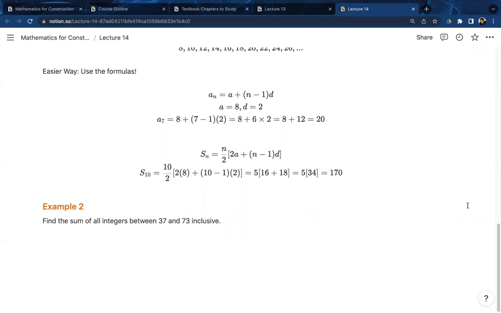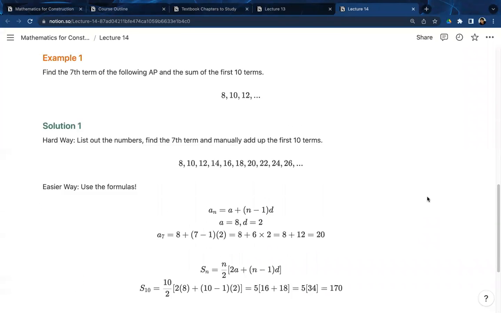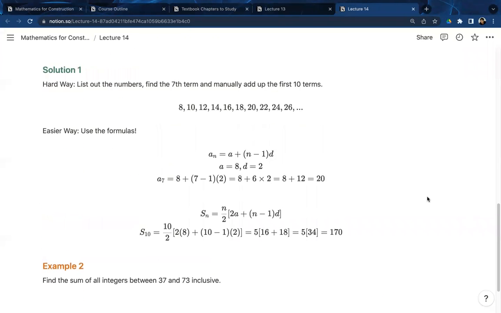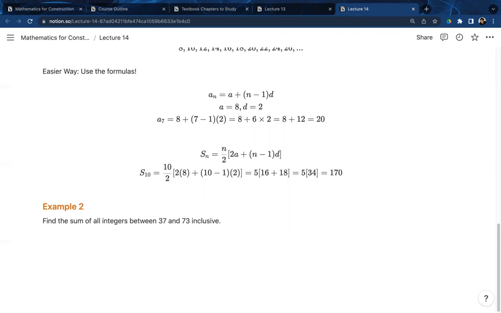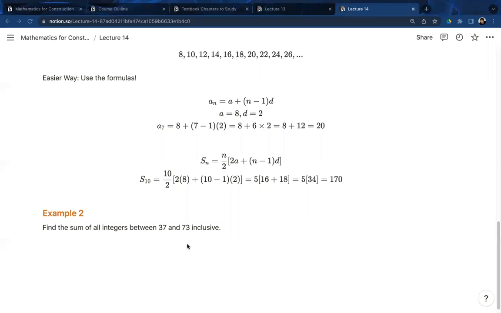So here's a question. I want you to try and figure it out. Don't manually sit down and write out all these numbers and calculate it. But find the sum of all the integers between 37 and 73 inclusive. So 37, 38, 39, up until 73. See what you could use from here to help you out with that. This is just a warm-up problem. So, okay. Let's tackle this problem here.